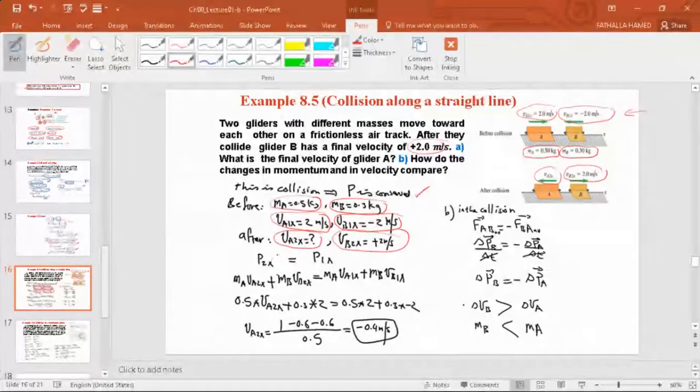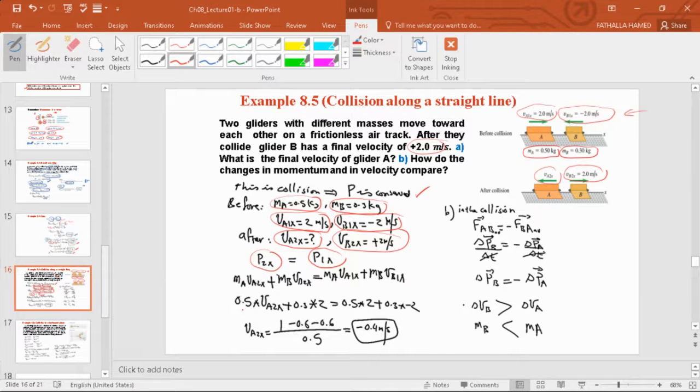Now, we're going to look at the momentum of the system, which we call P2x here, because it's only acting along the x direction. This should equal the momentum of the system before the collision, and that's why we say P1. So for P2, it's MA VA2x plus MB VB2x equals MA VA1x plus MB VB1x.